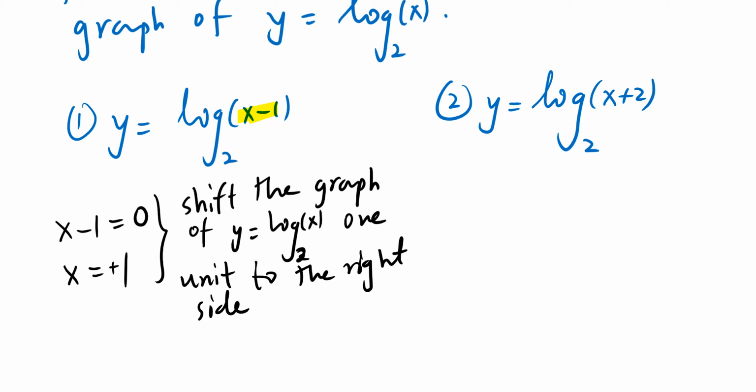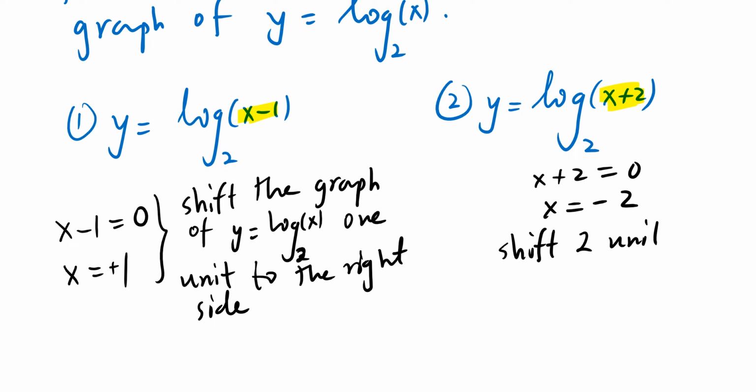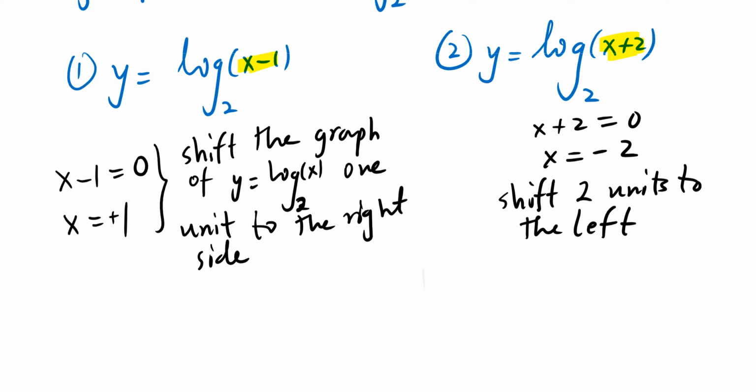The next one is a similar question, change on x. So we set x plus 2 equal to 0. I got x equals negative 2. So this means shift 2 units to the left. This means shift the graph of log x base 2, 2 units to the left.